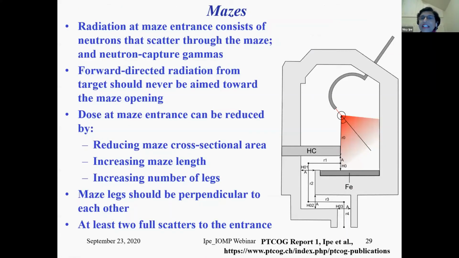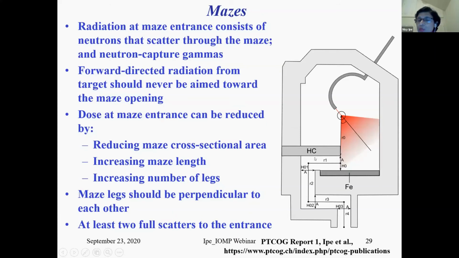So finally, let's look at the mazes. How do we design mazes? Well, the radiation at the maze entrance will consist of neutrons that scatter through the maze and neutron capture gamma rays. And the forward directed radiation should never be pointed towards the opening of the maze. The dose at the maze entrance can be reduced by reducing this cross-sectional area A, increasing the maze length R1, and increasing the number of legs.